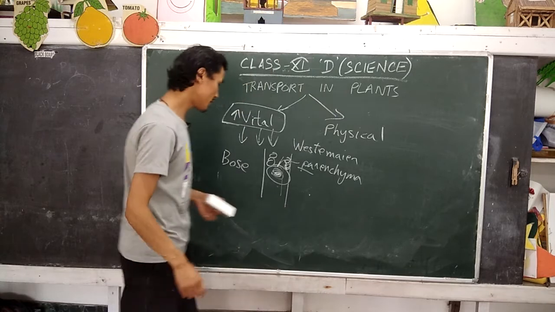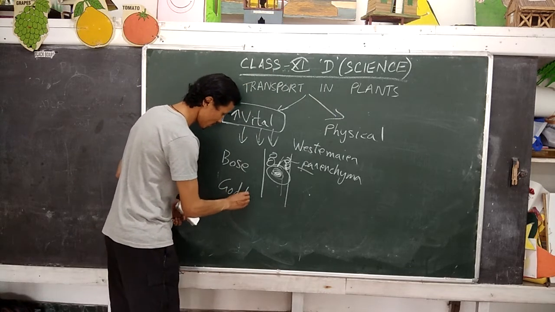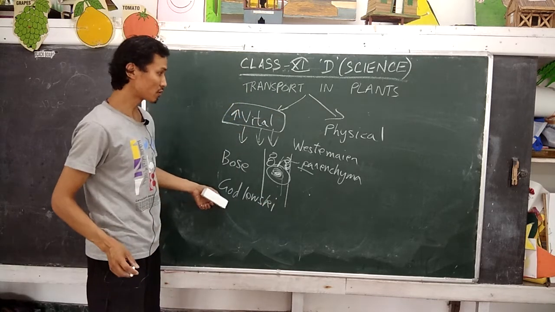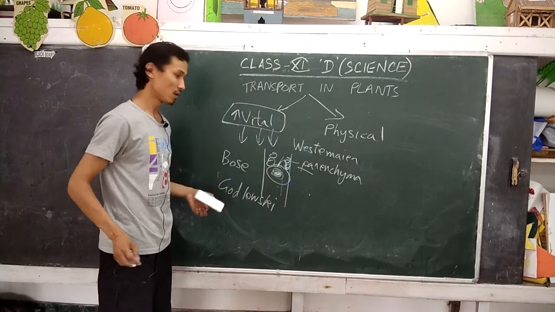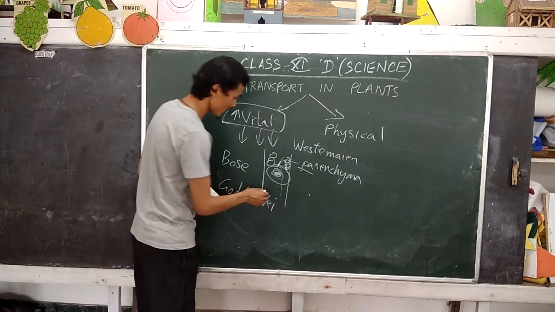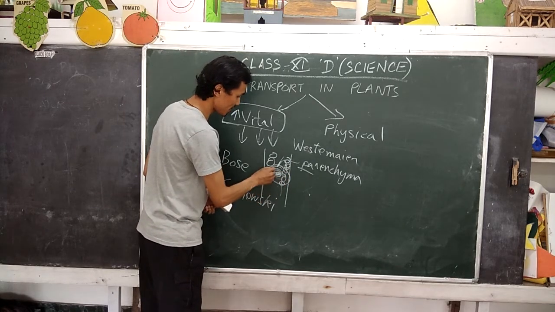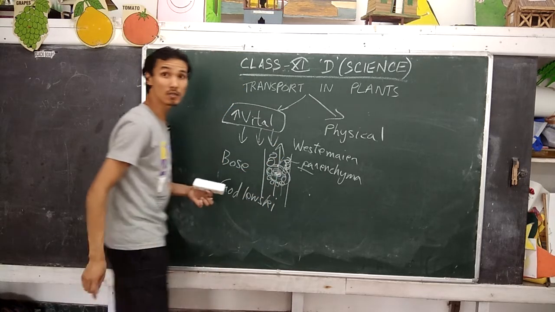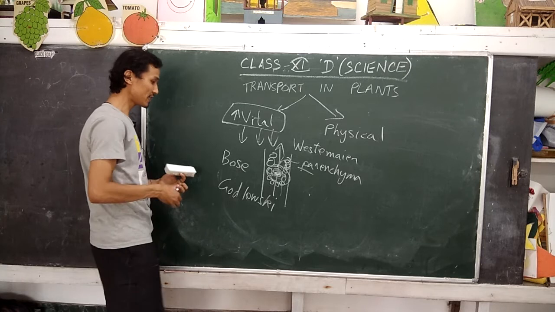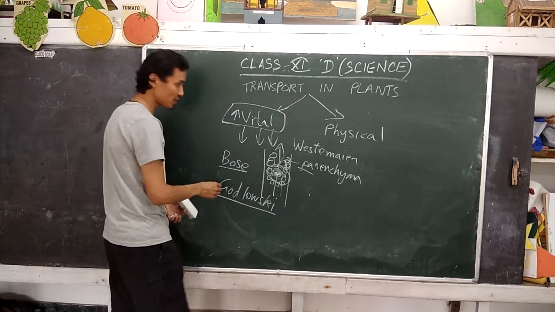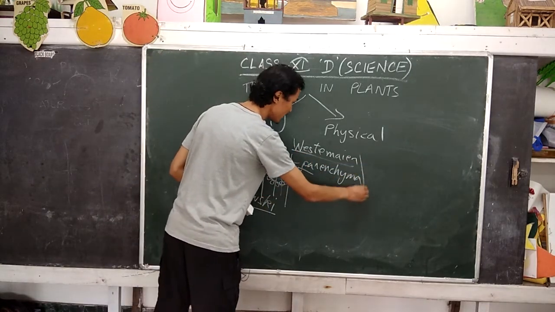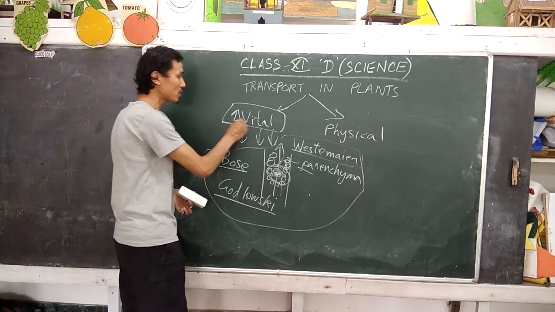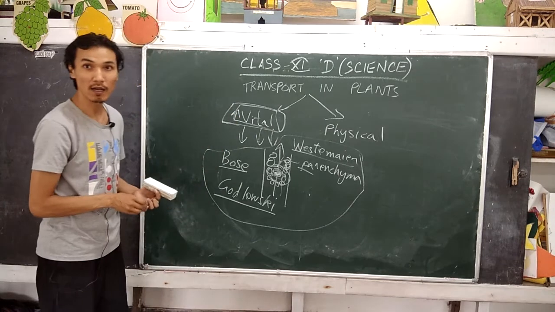And then another scientist, Gordlewski, has a theory similar to Westermeyer's. Again, he states the same thing: due to the activity of the parenchyma cells close to the xylem, the water moves through the xylem. So all these three scientists, Bose, Gordlewski and Westermeyer, believe that the transport or absorption of water is due to the vital activities of the cell.